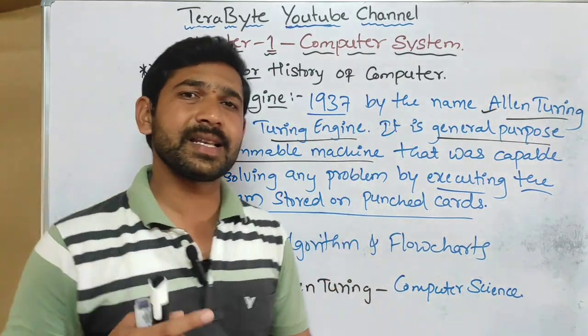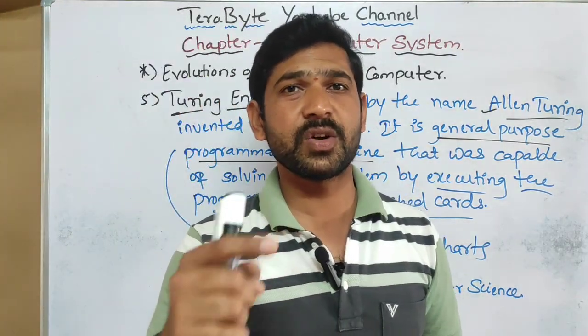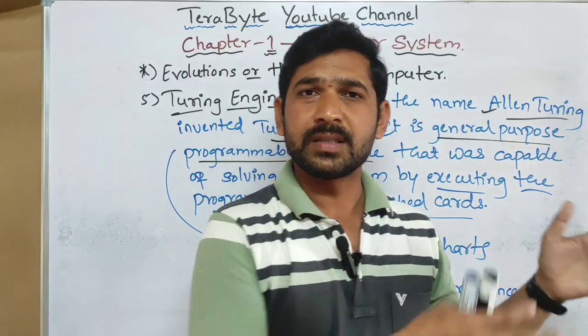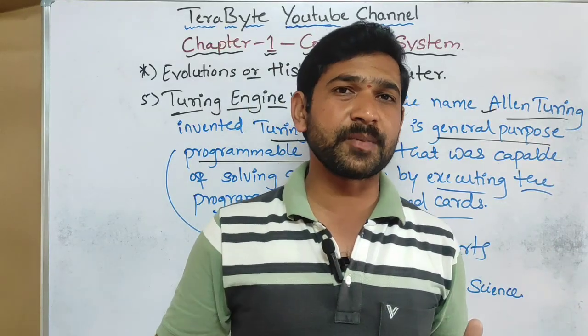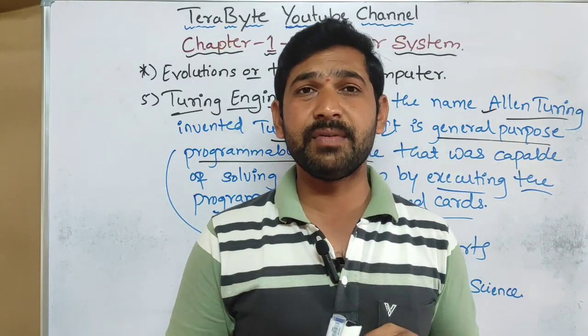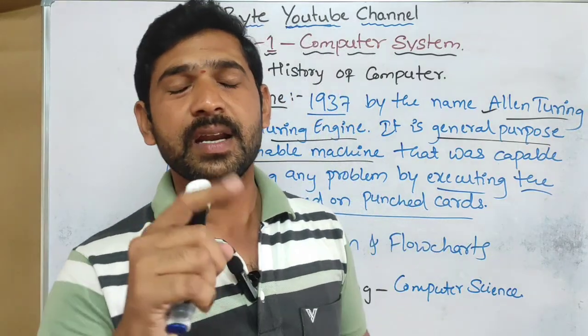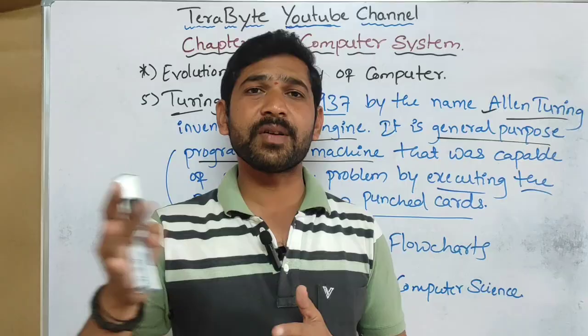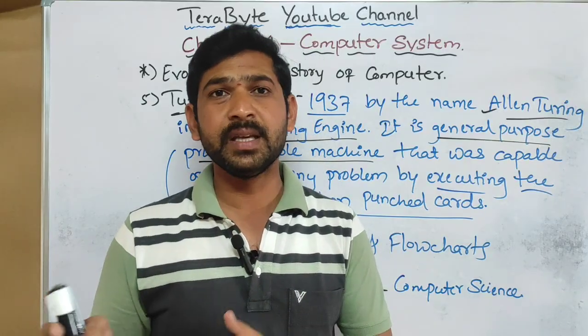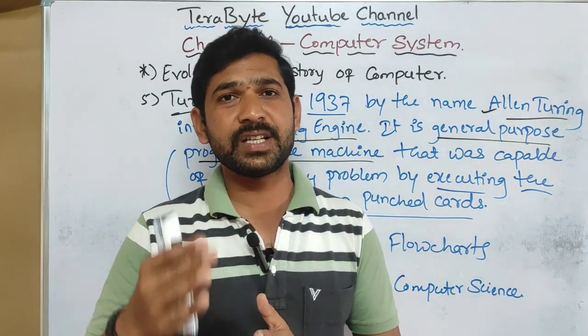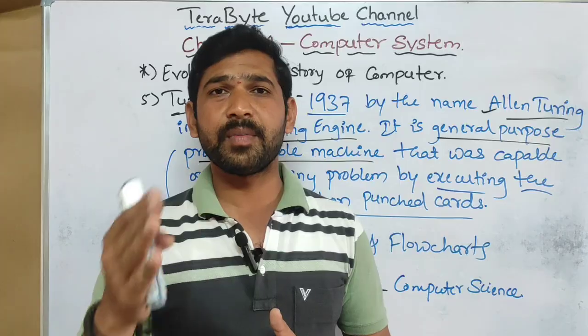Okay. So in the next class I will discuss the generations of computer. Why? Because in this chapter there are different types of evolutions: that is EDVAC, ENIAC, then transistors, integrated circuits. All of that comes under generations of computer. So in the next class I will discuss generations of computer and computer memory.